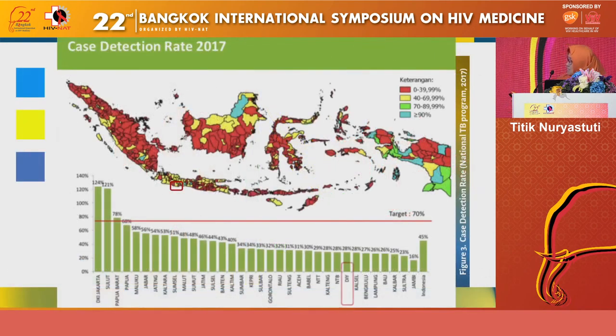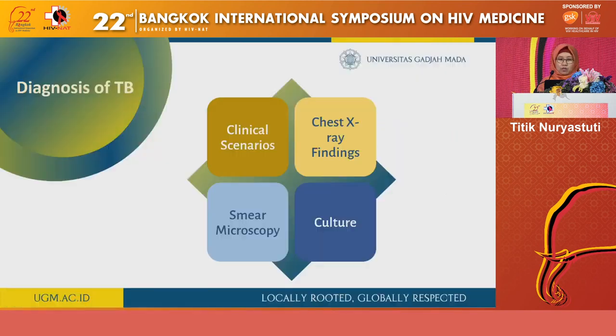In addition, Indonesia set a target of achieving a TB case detection of about 70%. But in reality, in almost all provinces, case detection achievement is still very low. As you can see here, the case detection rate in our province is still far from our national target, which is only 28%. And now we are going to discuss the diagnosis of TB in our place.